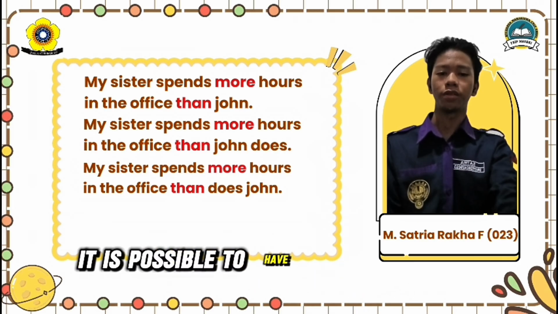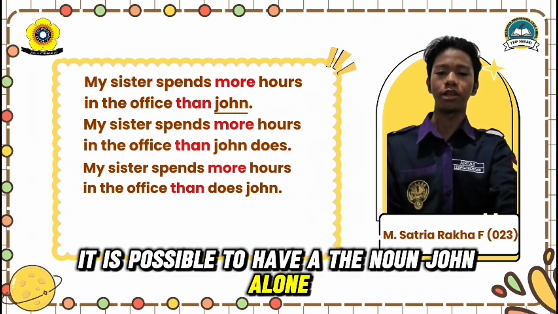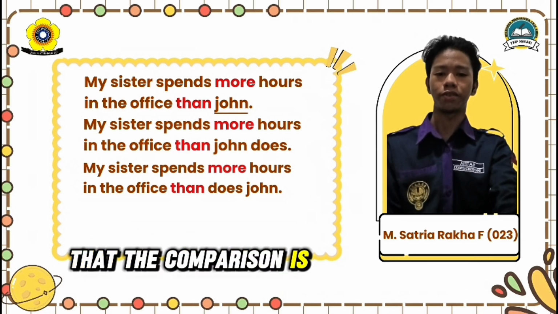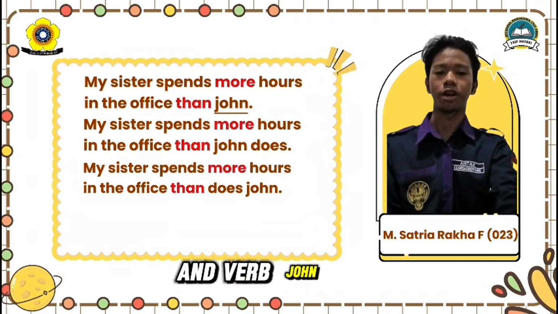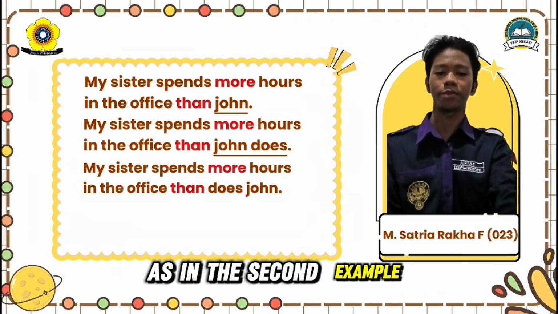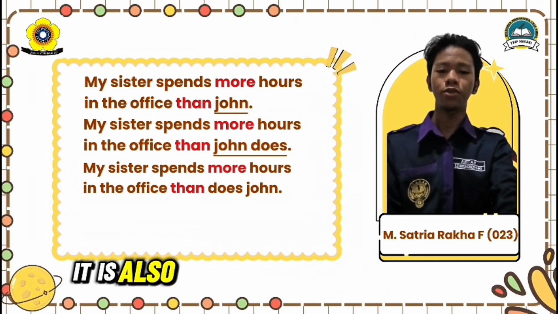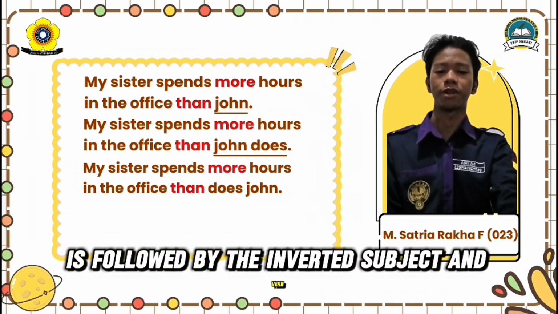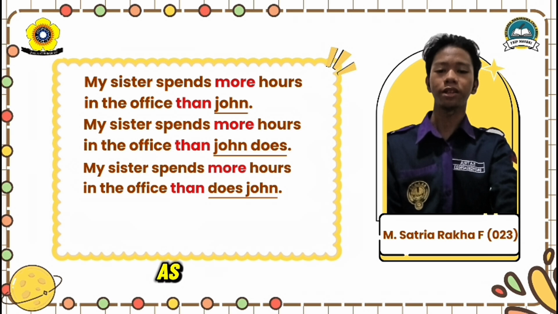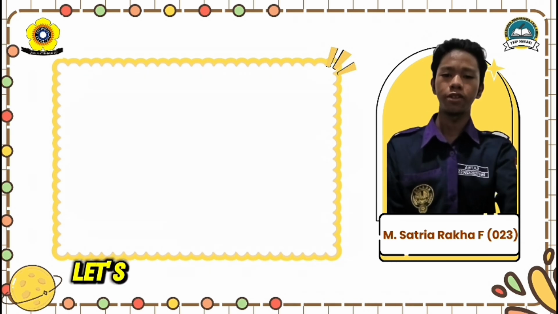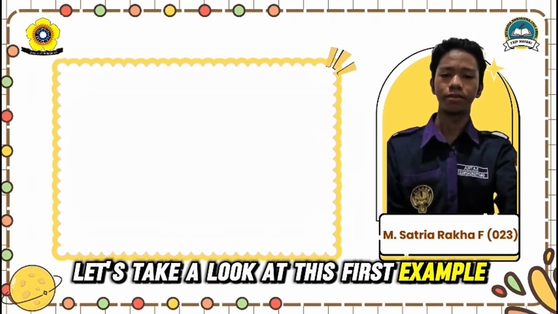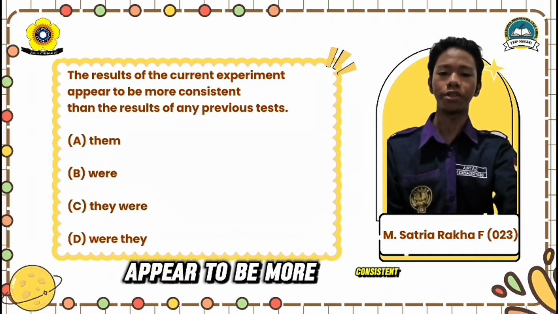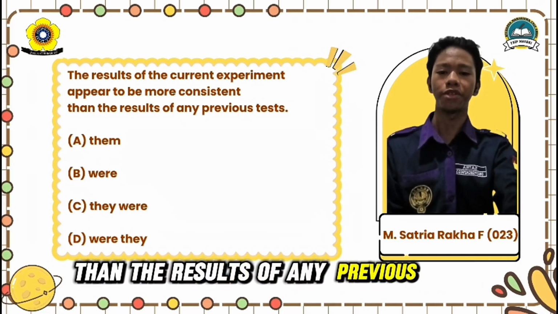It is possible to have the noun John alone, as in the first example. It is possible that the comparison is followed by the subject and verb "John does," as in the second example. It is also possible that the comparison is followed by the inverted subject and verb "does John," as in the third example. Let's take a look at this first example. "The results of the current experiment appear to be more consistent than the results of any previous test."